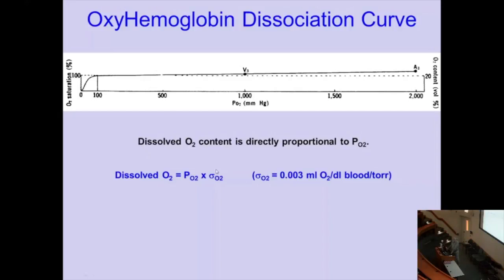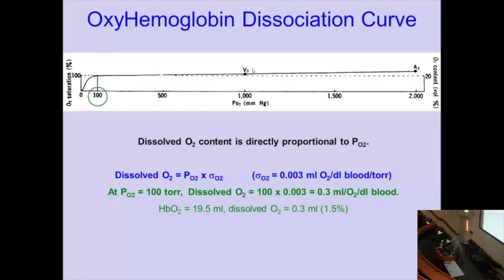But you can calculate this. Dissolved oxygen content is the PO2, the partial pressure, times the solubility. And the solubility of oxygen in blood is 0.003 milliliters of oxygen per deciliter of blood per torr, or per millimeter of mercury. Okay, so let's take an example. At a typical alveolar PO2 of 100, dissolved oxygen is 100 times the solubility, 0.003. And so you get 0.3 milliliters of oxygen dissolved in the blood at a PO2 of 100.